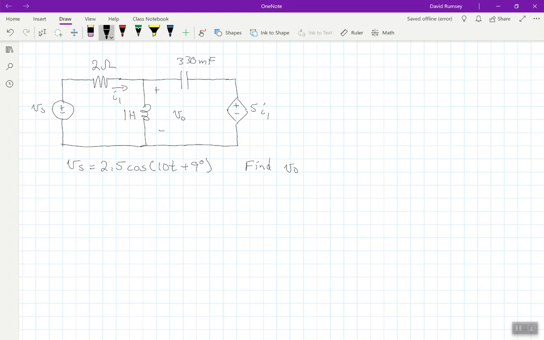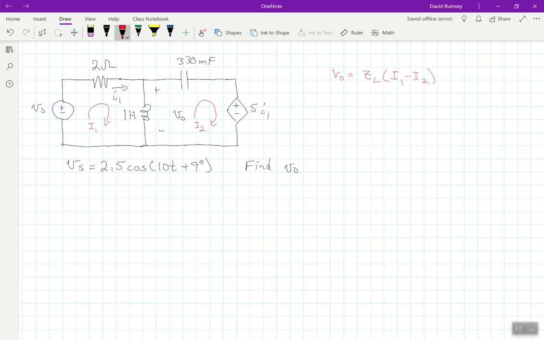So first, before I even start here, I want to determine what kind of analysis technique I could use. I could make two loops if I wanted to, here, I1 and I2. And then if I did that, V out would be the impedance of the inductor times I1 minus I2. So that's one way I could go about doing it.